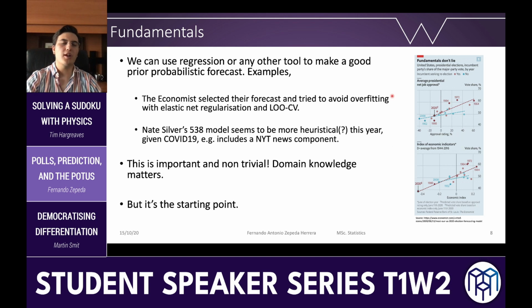So there's a lot of things going on that could allow you to make a good prior probabilistic forecast and deploy a lot of different tools, not only regression, but also, to avoid the important problem of overfitting given the small quantity of data, you could use elastic net regularization, leave-one-out cross-validation. You could be more heuristic if you actually think that there's more uncertainty, for example, this year given the pandemic, and include a little bit more components into the mix. This is an important and non-trivial task that will require a lot of domain knowledge, but it's just the starting point. It's important to keep in mind that the idea is to make a good prior probabilistic forecast of what you think is going to happen.